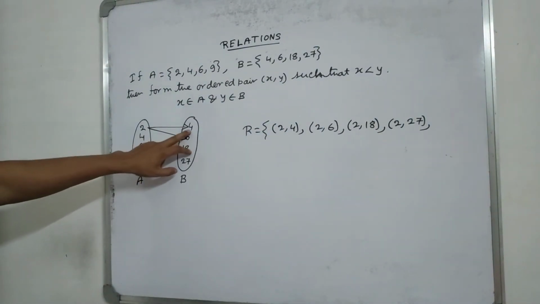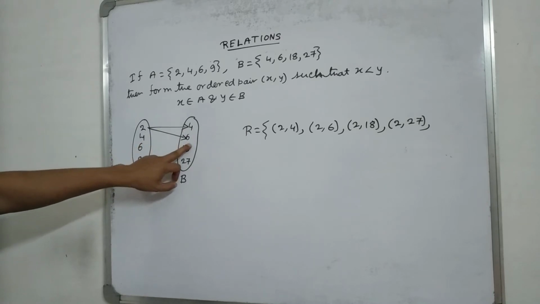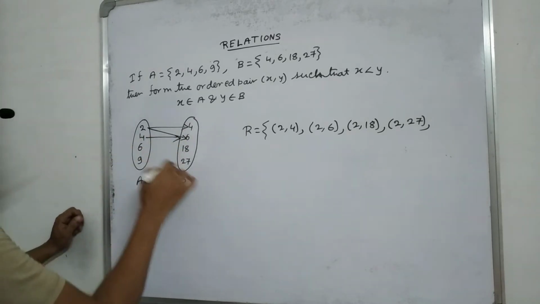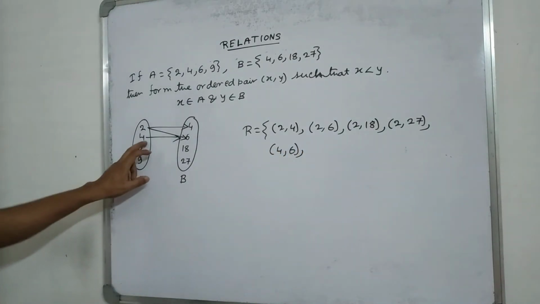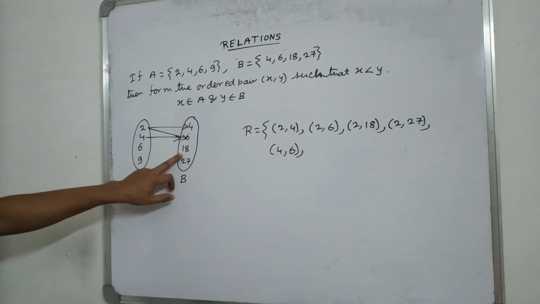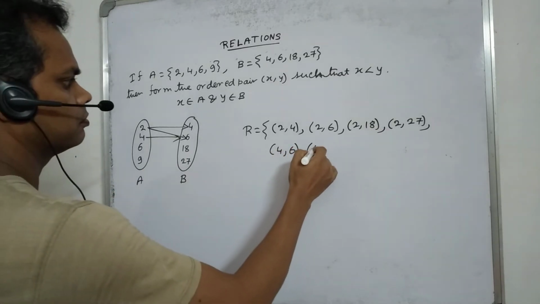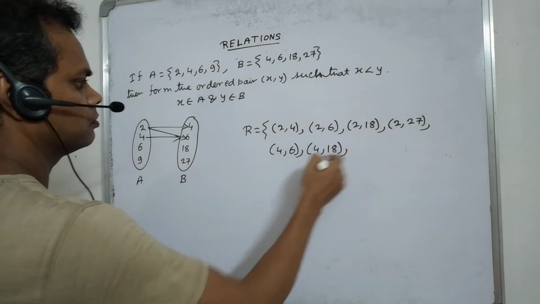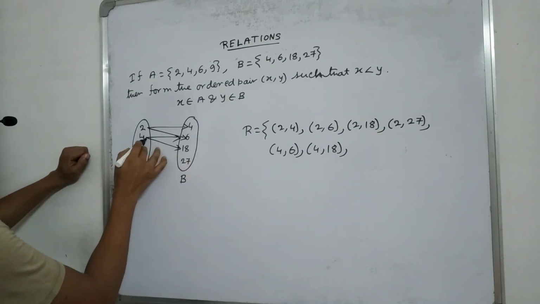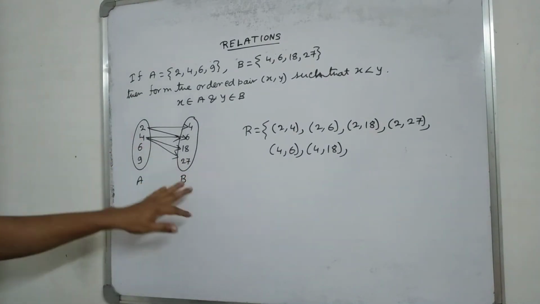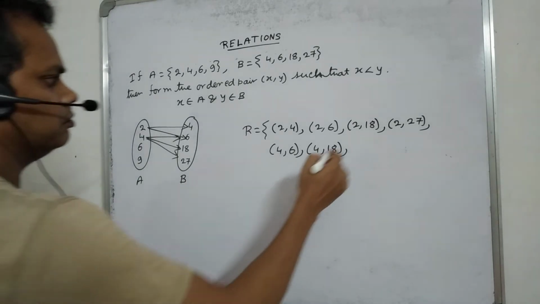4 is equal to 4, having no relation. 4 is less than 6. 4 is less than 18 is another relation. 4 is less than 27 is another relation.